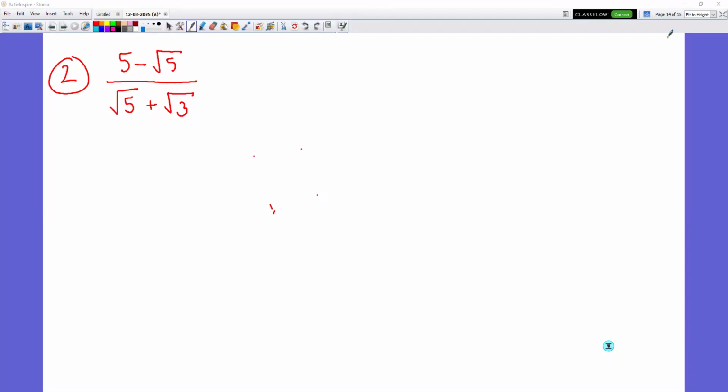All right, so now we're on to this problem. We have 5 minus the square root of 5 over the square root of 5 plus the square root of 3. So yeah, we have a binomial over a binomial now, right? 2 terms over 2 terms. But we're going to do the same thing.